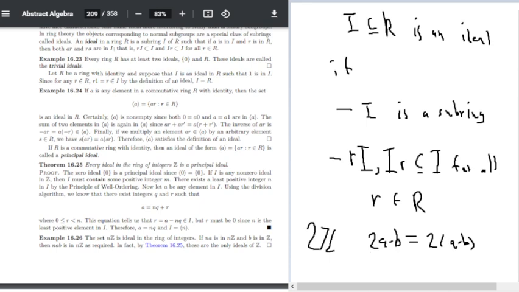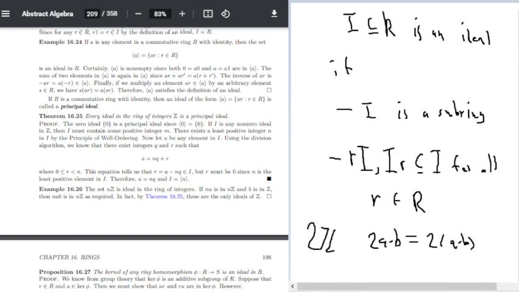Okay, yeah. Certainly, ⟨a⟩ is non-empty, since both 0 equals a0 and a equals a1 are in ⟨a⟩. The sum of two elements in ⟨a⟩ is again in ⟨a⟩, since ar plus ar' is equal to a(r plus r'). Once again, that is where distributivity comes in so necessary. The inverse of ar is negative ar, which is equal to a(negative r), in ⟨a⟩. Finally, if we multiply an element ar in ⟨a⟩ by an arbitrary element s in R, we have sar equals asr by commutativity. Therefore, the ideal generated by a satisfies the definition of an ideal.